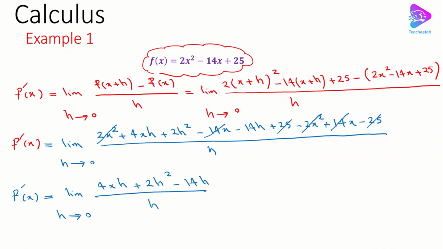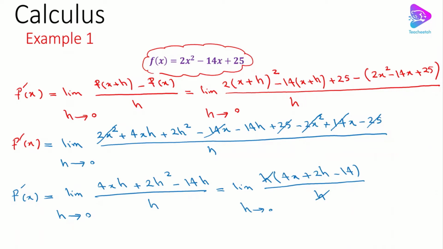Now if we plug in 0 again in there, this is going to be 0 over 0, which is an indeterminate form. But what we can do is factoring, which will result in the limit of h times (4x plus 2h minus 14) over h when h is approaching 0. This h will be cancelled from top and the bottom.